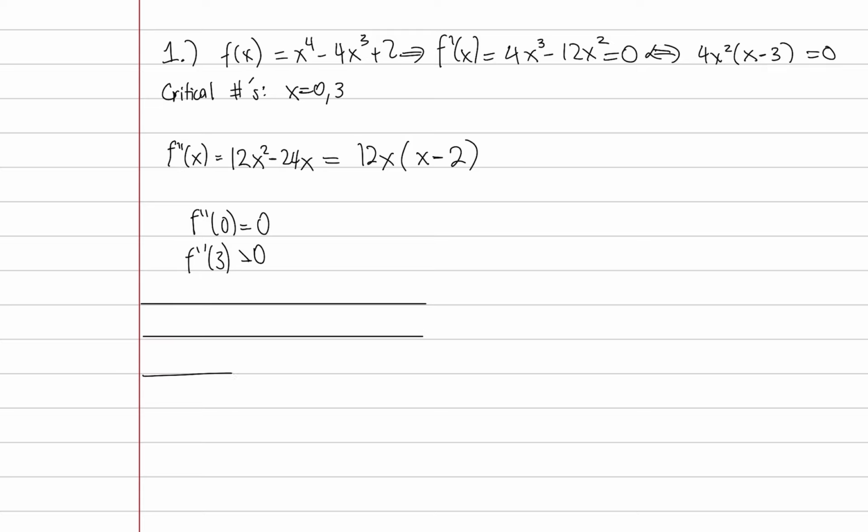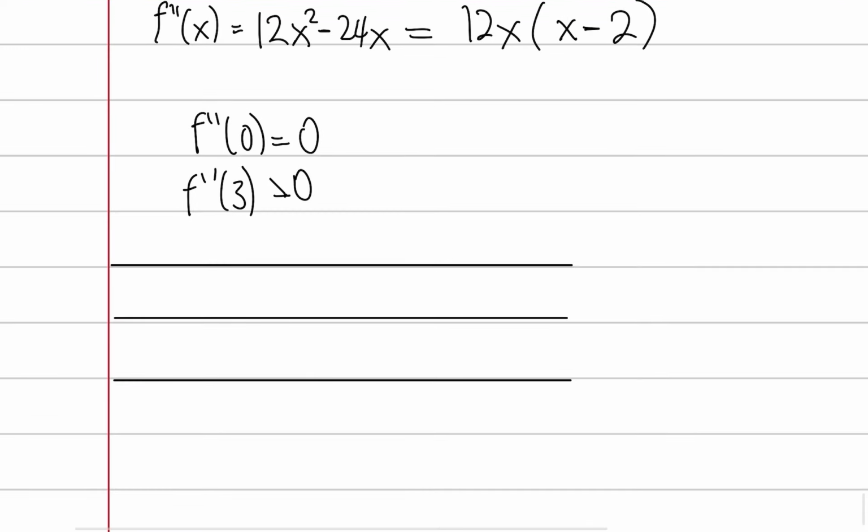Now, we did confirm, though, that 3 is a local minimum, right? Because f double prime is positive, meaning it's concave up, so it has a minimum. So we did confirm that at x equals 3 we have a minimum. But what we didn't confirm is x equals 0. So that's what we're going to show, okay?